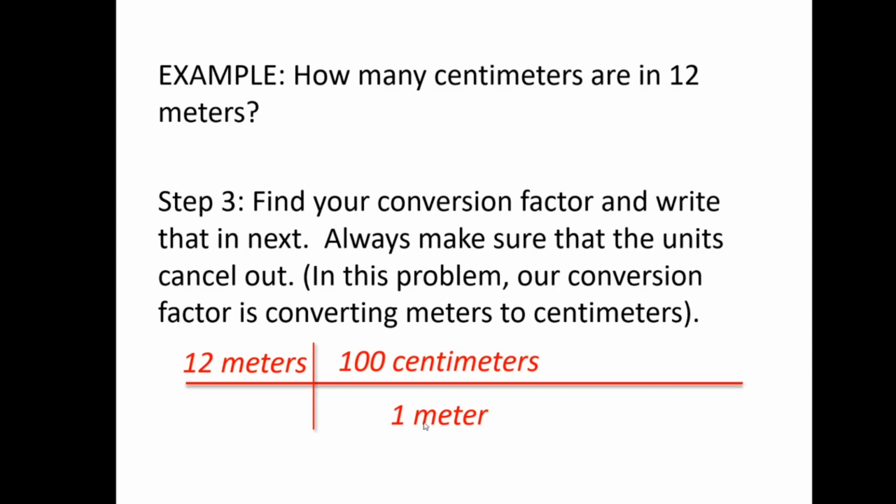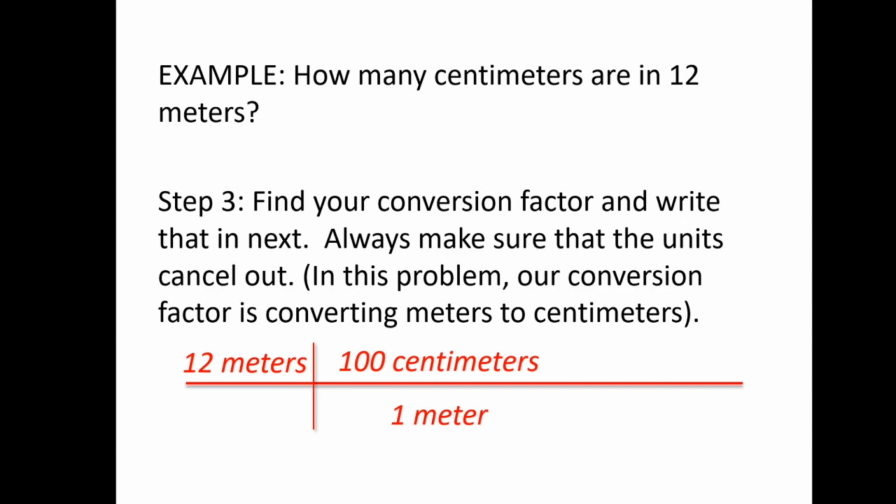So over here we have our conversion factor with 100 centimeters and 1 meter. The thing about conversion factors is that whatever you have on top and whatever you have on bottom, those two things have to be equal to each other. So there are 100 centimeters in 1 meter. Those two things have to equal each other because effectively they cancel each other out, since it's 100 centimeters or 1 meter over 1 meter. So it's the equivalent of multiplying by 1. Always make sure that the units also cancel out.